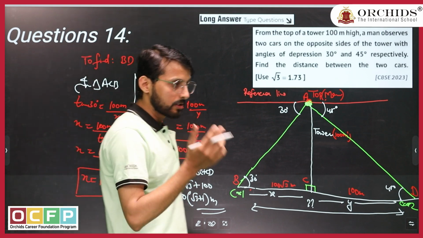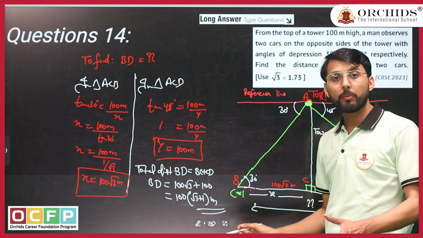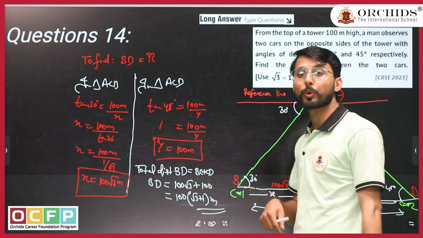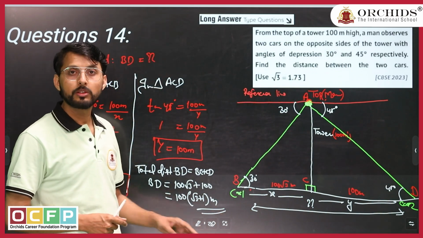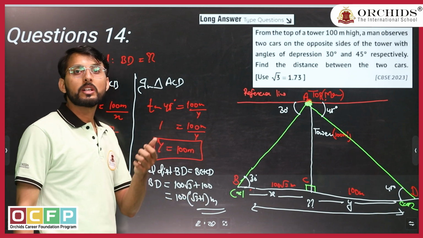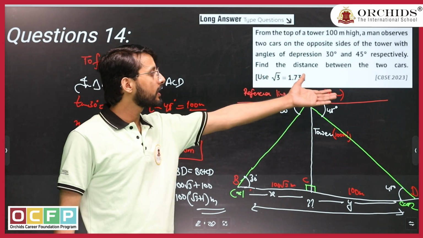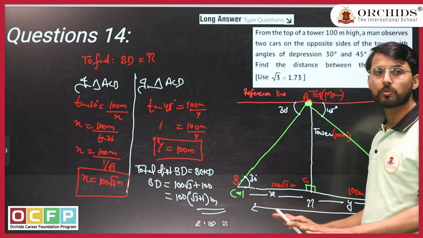Now, one catch is there. Final answer we got as 100 times root 3 plus 1. But maybe it is possible that in a question they have given to use root 3 as 1.732. So if they have mentioned that, 1.732 plus 1 is 2.732, and 2.732 into 100 is 273.2. That should be your final answer. Since here they have not given that part, we can leave it like this also, root 3 plus 1. No issue with that.